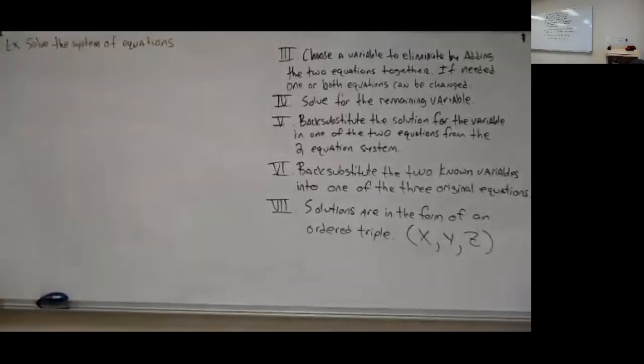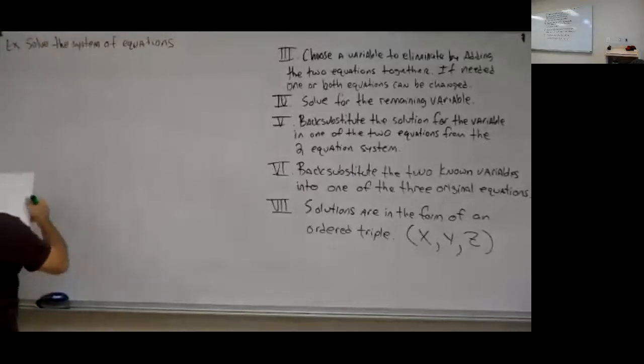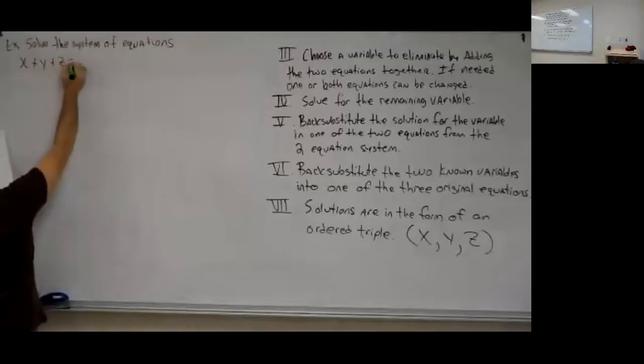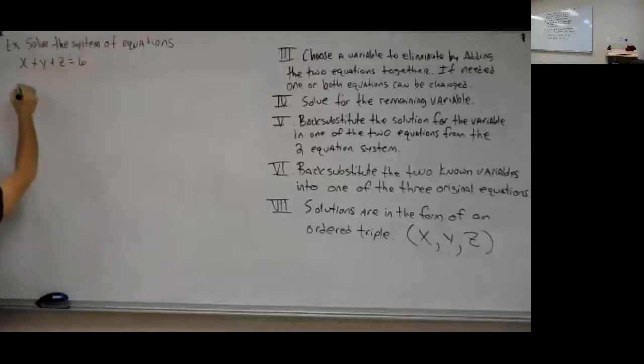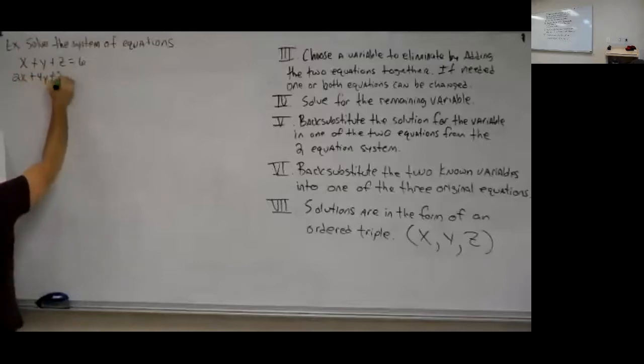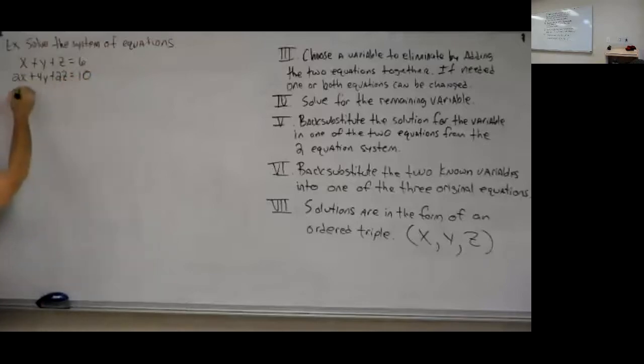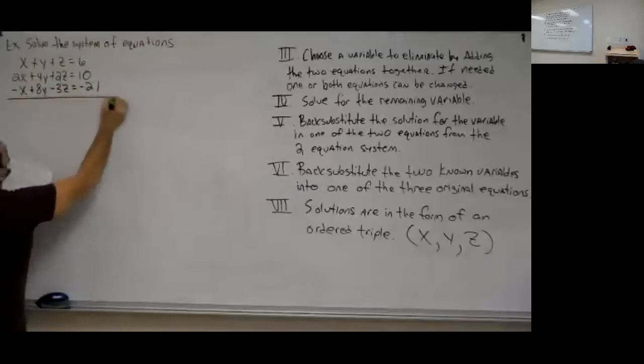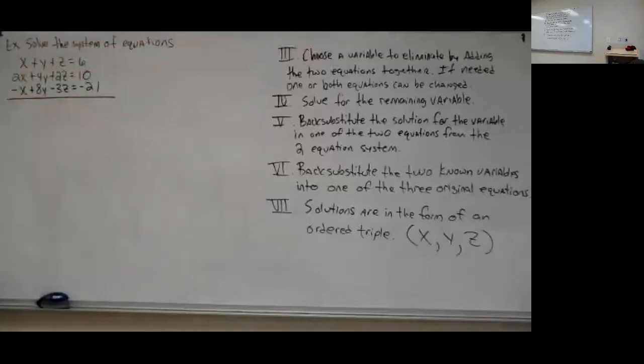So y'all, the most important thing to me on these is getting these numbers right when you first write this down, okay? So I got x plus y plus z equals 6. 2x plus 4y plus 2z equals 10. And then I got a negative x plus 8y minus 3z equals negative 21. So that's my system I'm going to solve.